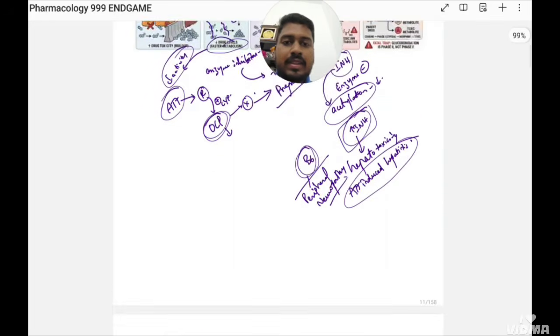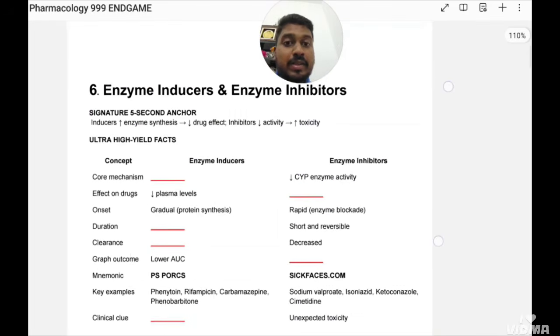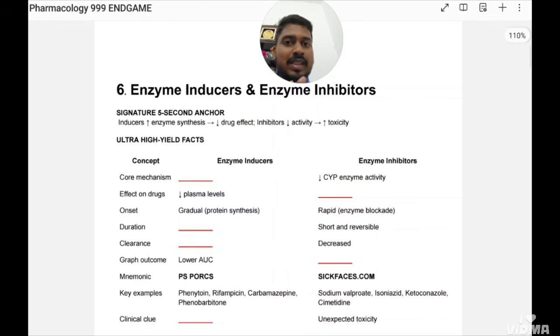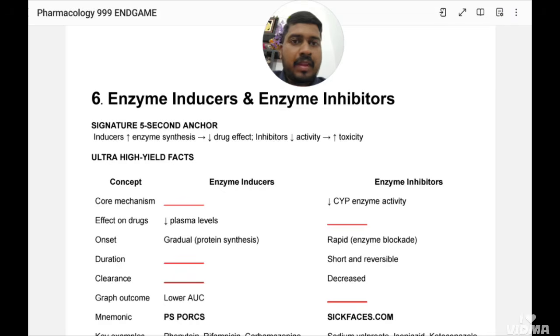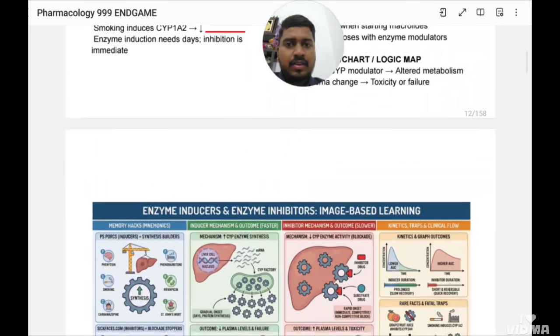Along with this, we'll go to the next part, that is enzyme inducers and enzyme inhibition. Why am I stressing so much on pharmacokinetics and pharmacodynamics? Because many questions are being asked from this topic. Next topic is enzyme inducers and inhibitors. Again, a very important topic which we will go into in depth. So what are these enzymes?